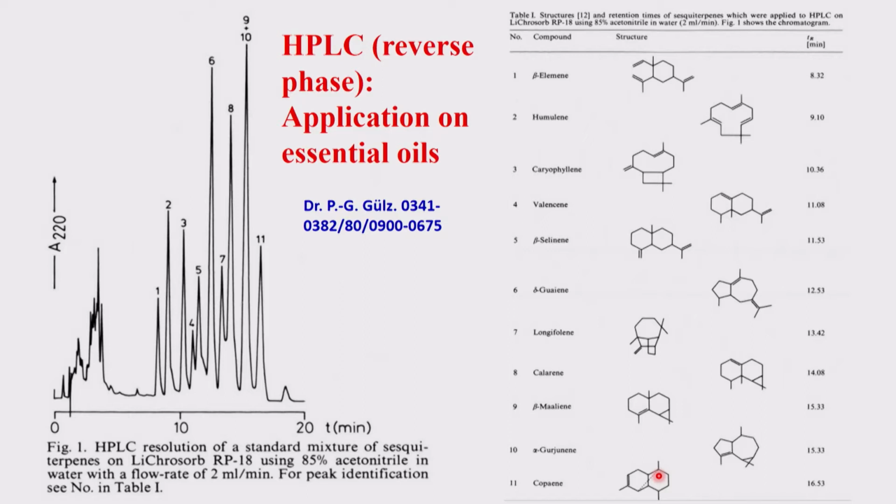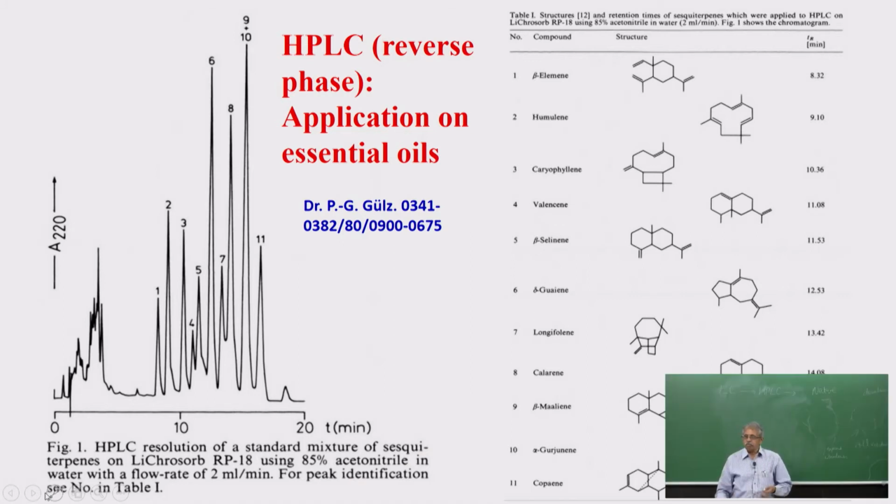Okay, so just an example before we go to any other higher level of technique. This is HPLC applied on some essential oils. It is an HPLC resolution of a standard mixture of sesquiterpenes, a mixture of compounds. What they have used is LiChrosorb. This is the name that comes from the company for that column material, so you do not need to mug it up. That is the RP18. And what is the medium they have used? 85% acetonitrile in water. That means 85% acetonitrile and 15% water together.